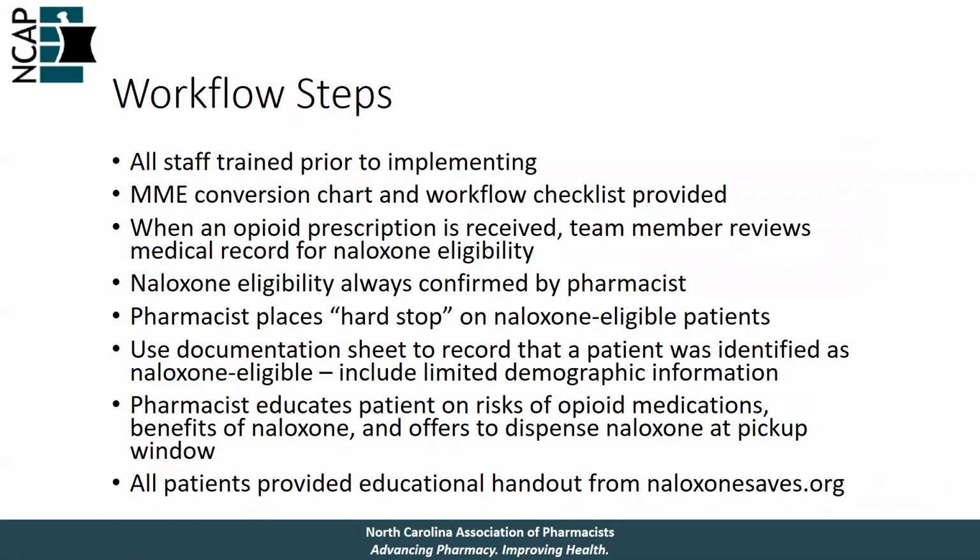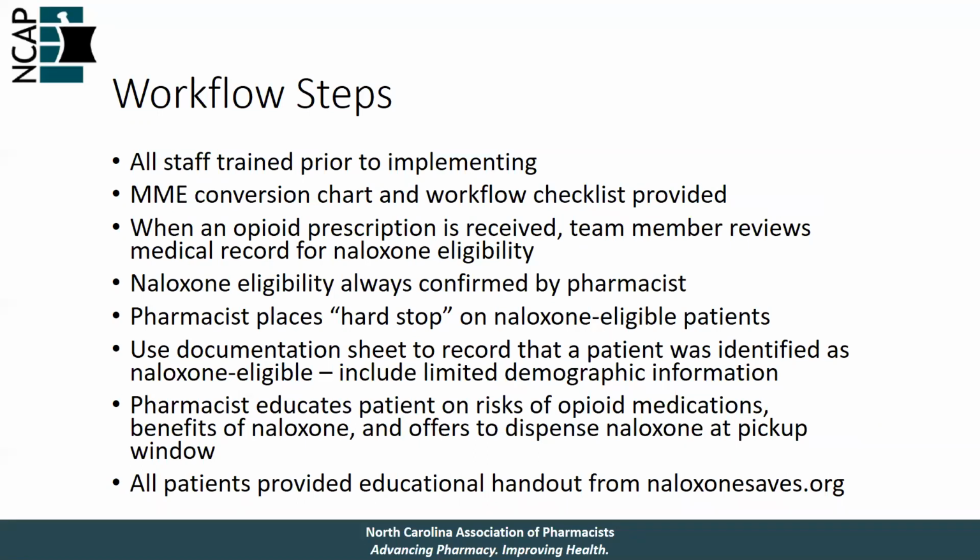So it starts with the receiving of an opioid prescription. When an opioid prescription is received, whoever that team member is goes ahead and reviews the medical record for naloxone eligibility. If they determine that that patient does meet the eligibility to receive naloxone, then it does need to be confirmed by a pharmacist. That's one of the steps that the pharmacist has to do. If the pharmacist does confirm that the patient meets eligibility, then they would place a hard stop in the dispensing software. What that means is that they can't dispense that medication without the pharmacist speaking to the patient first. That way we would actually be able to have this conversation about naloxone.